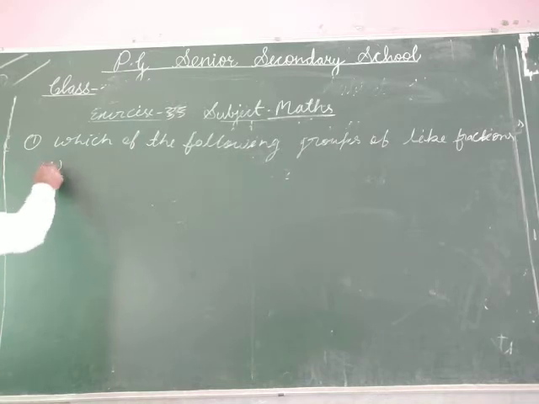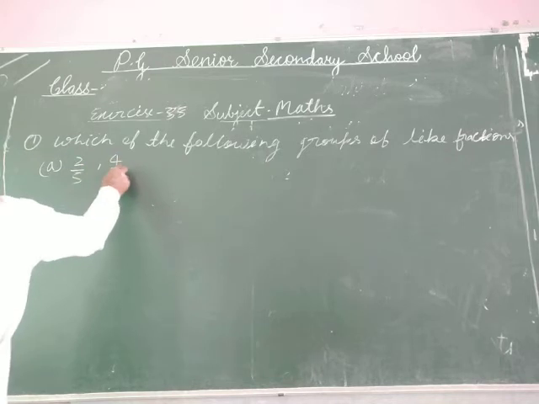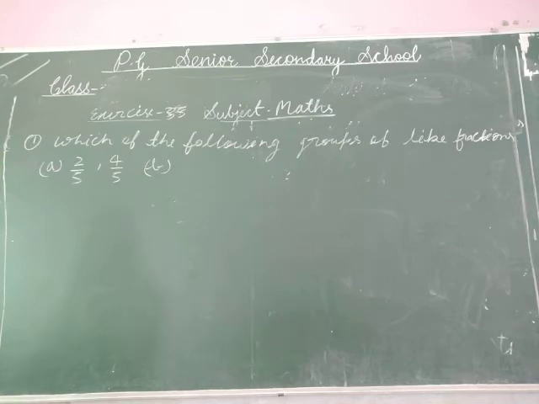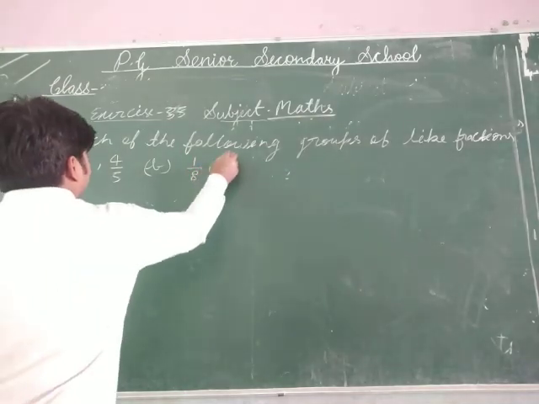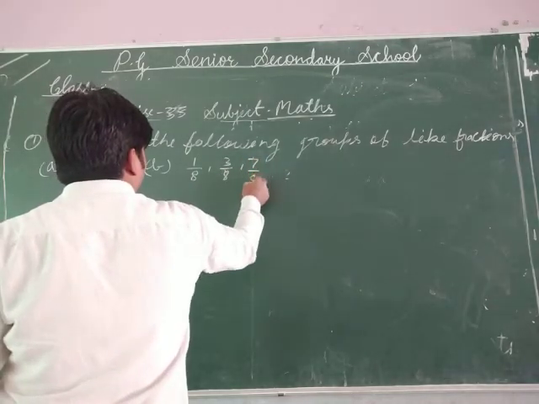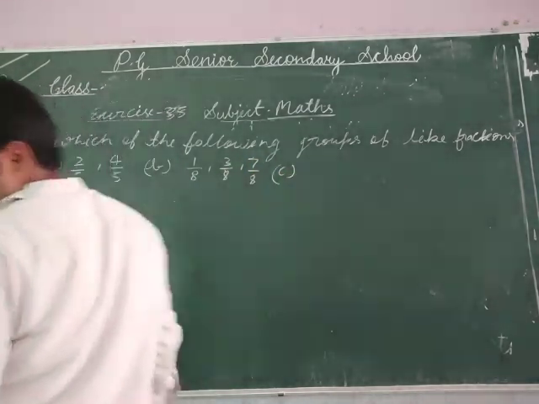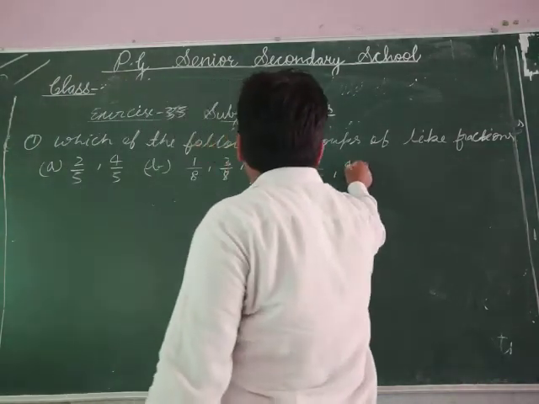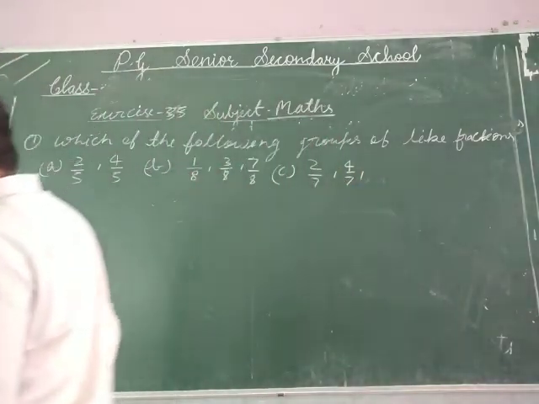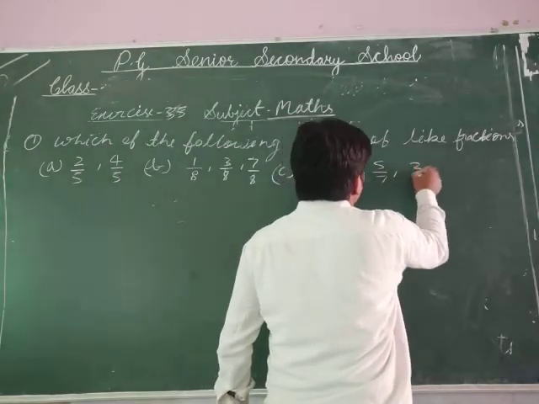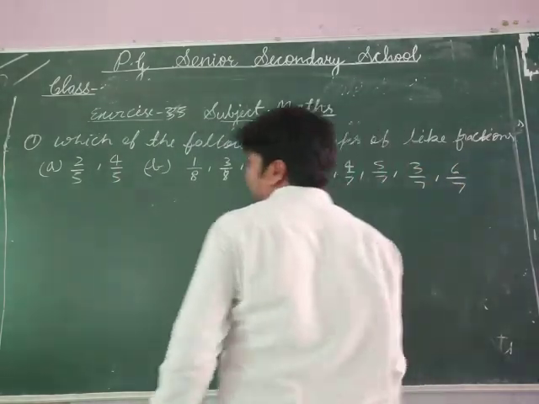A: 2/5, 4/5. B: 1/8, 3/8, 7/8. And C: 2/7, 4/7, 5/7, 3/7, 6/7.